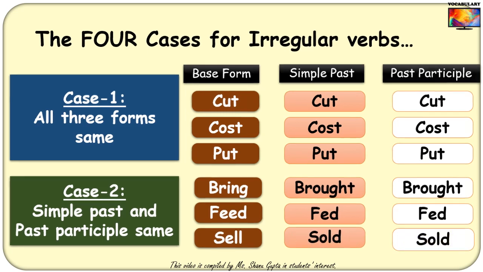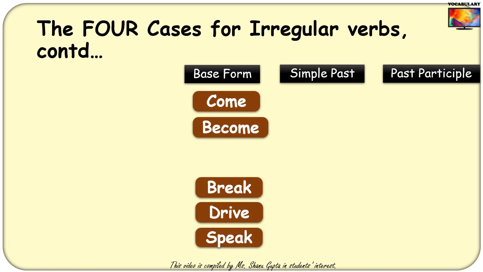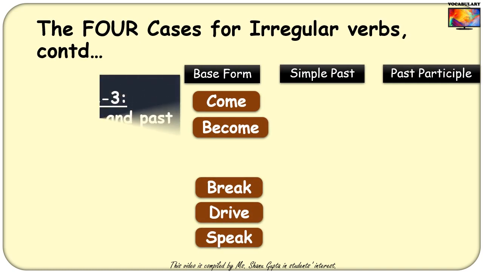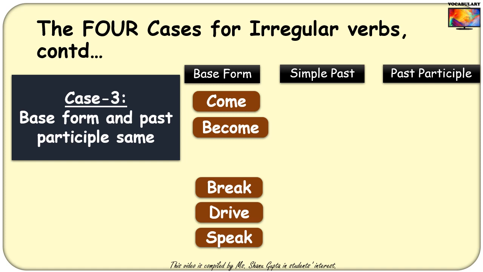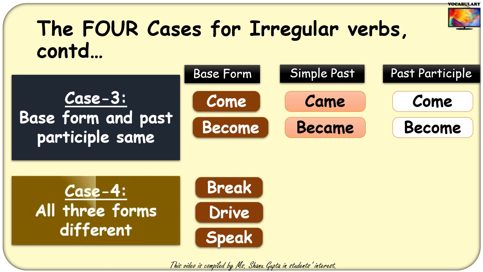Case 3. Base form and past participle same. Only 2 verbs are there in this category. Come, came, come, and become, became, become. And finally, case 4, where all 3 verb forms are different. For instance, break, broke, broken. Drive, drove, driven. Speak, spoke, spoken, etc.